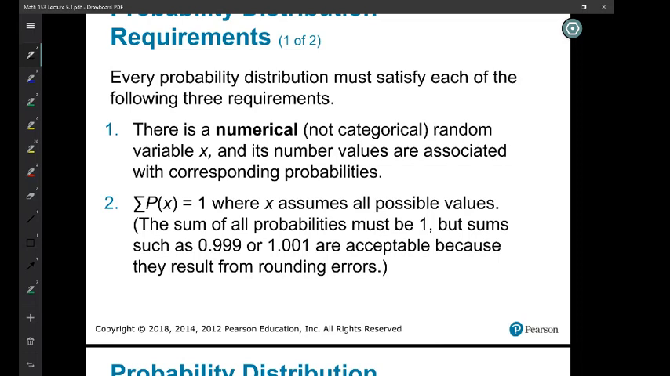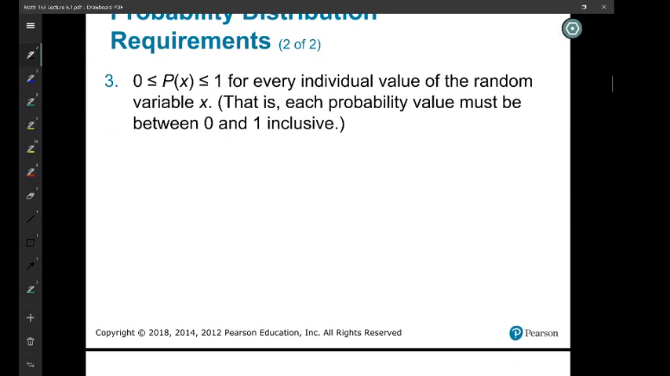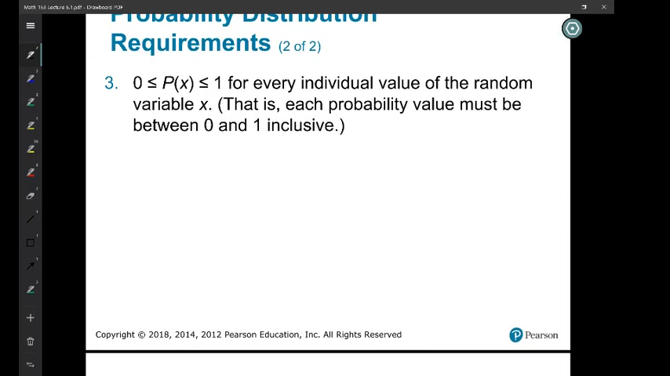Every probability distribution must satisfy each of the following. There is a numerical random variable x, and its number values are associated with corresponding probabilities. The sum of all the probabilities of the random variable is 1, or, possibly due to numerical errors, close to 1, plus or minus. And the probability of each value has to be a number between 0 and 1, possibly 0, possibly 1.